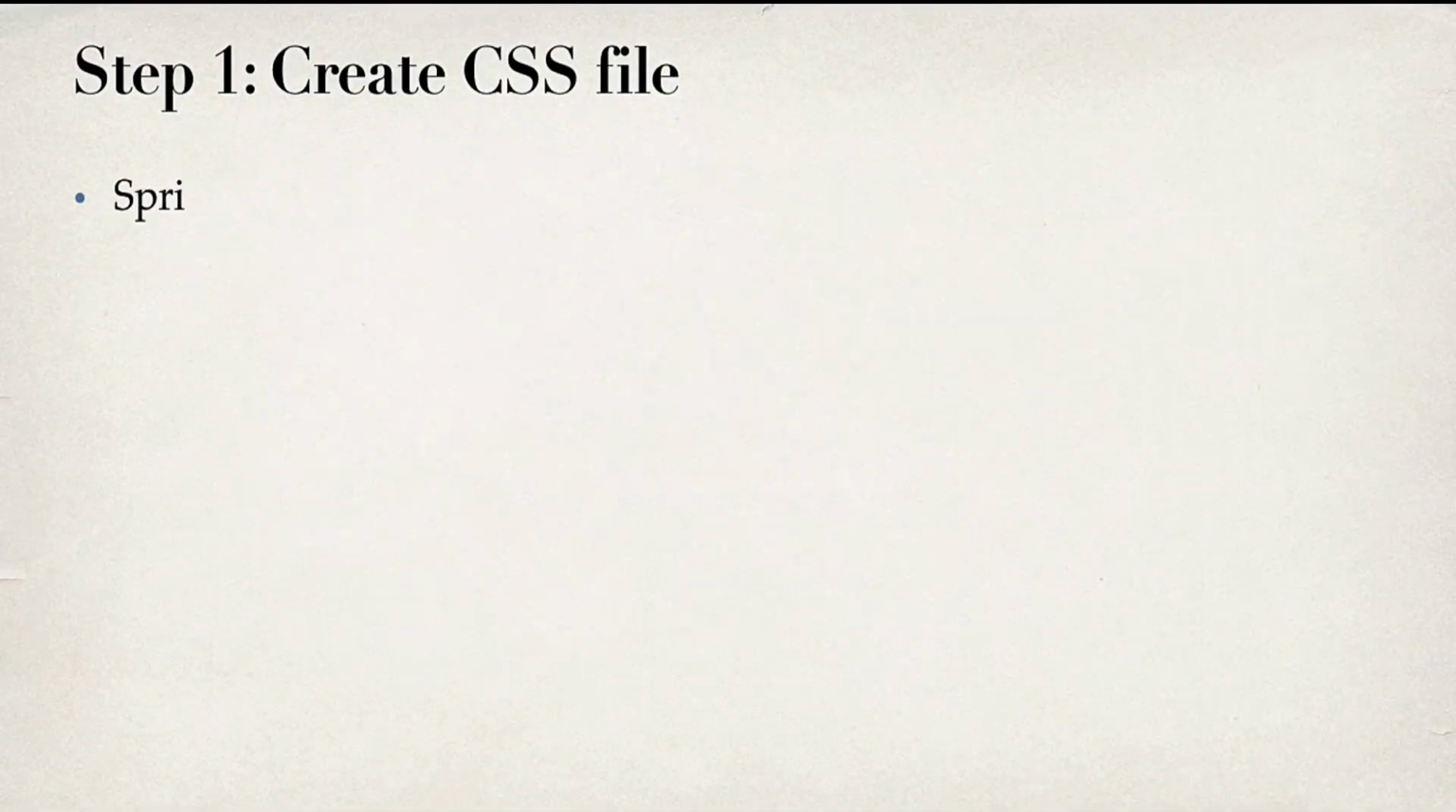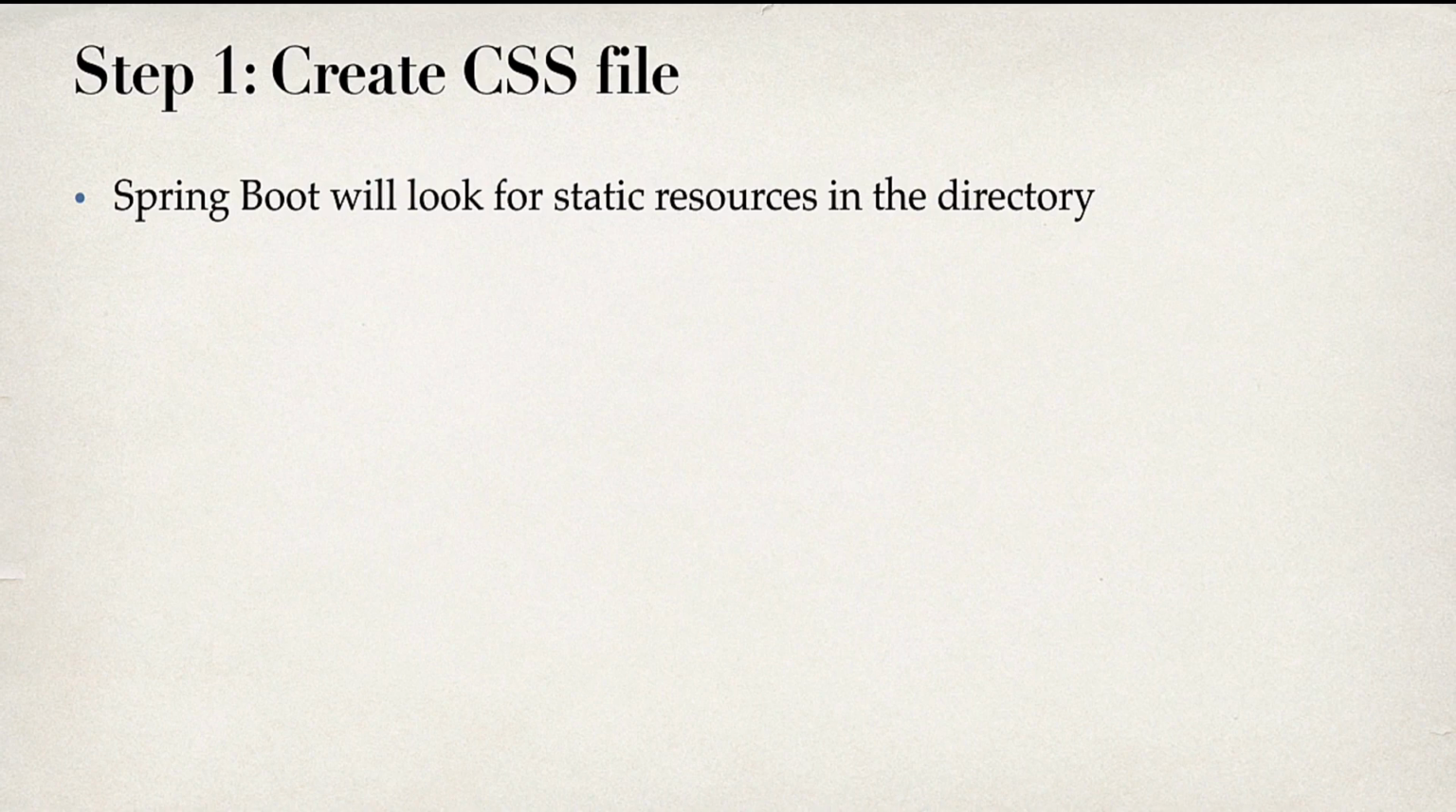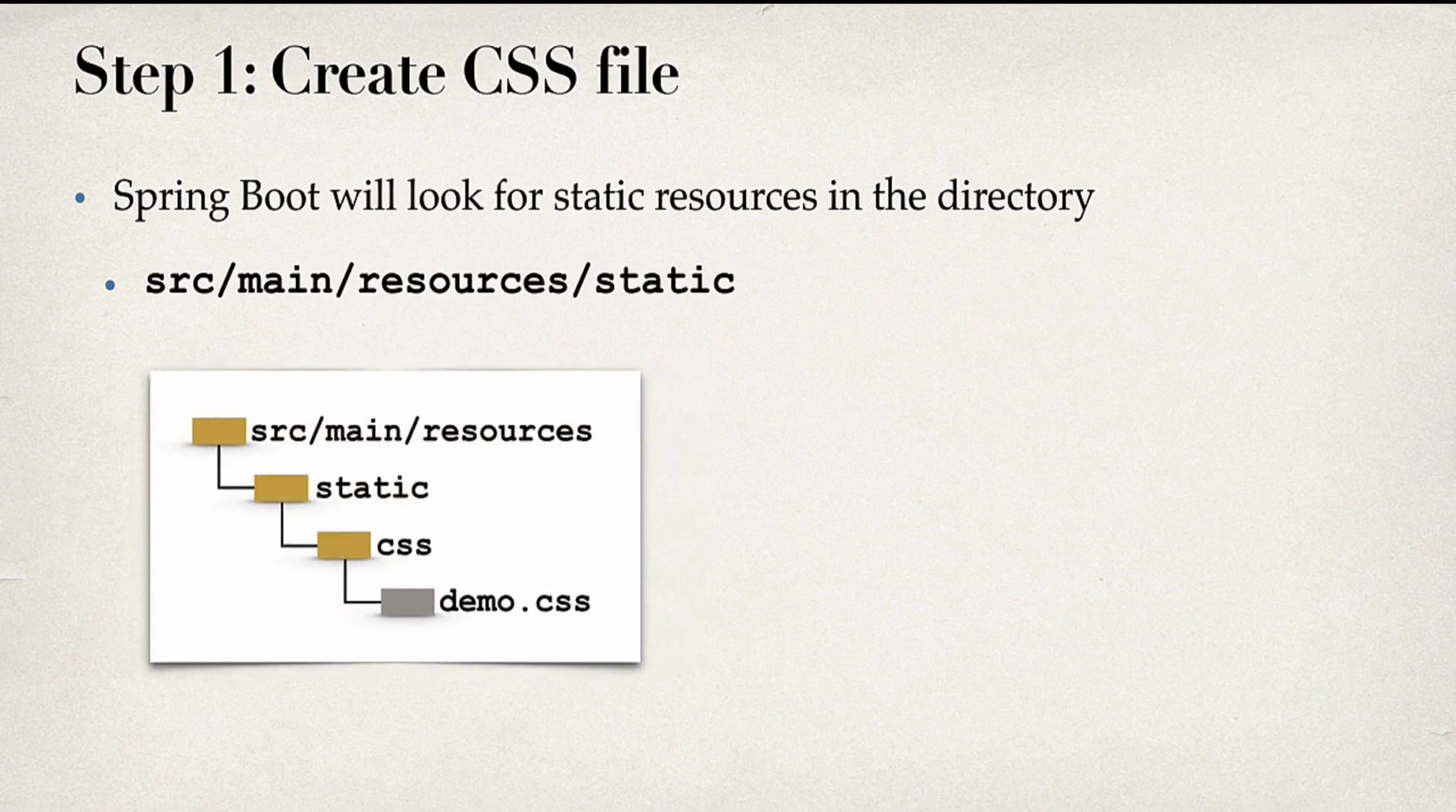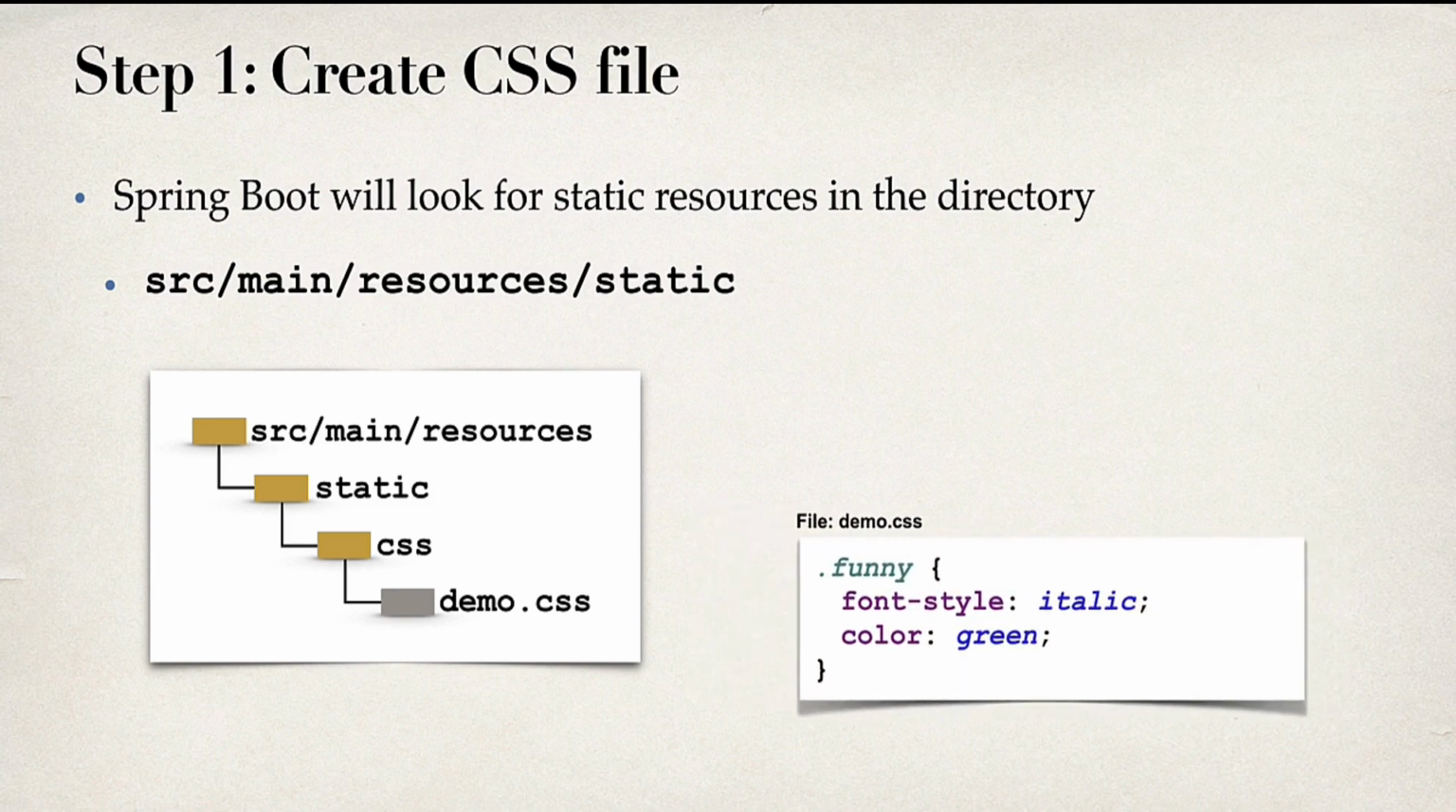Okay, step one, creating the CSS file. So Spring Boot will actually look for static resources in the directory source main resources / static. So in this directory, we'll create a subdirectory called CSS, and we'll have this file called demo.css. And this demo.css is just a very basic CSS file, nothing special.